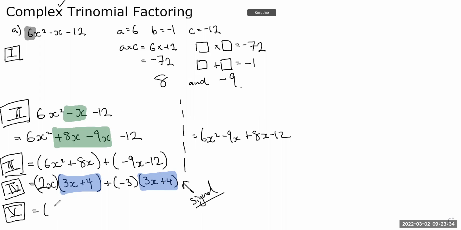Because here, you can factor out a 3x plus 4 out of both of them, leaving you 2x minus 3. Done. And do you see, Carter, most likely you just have these switched, but the answer is going to be the same.